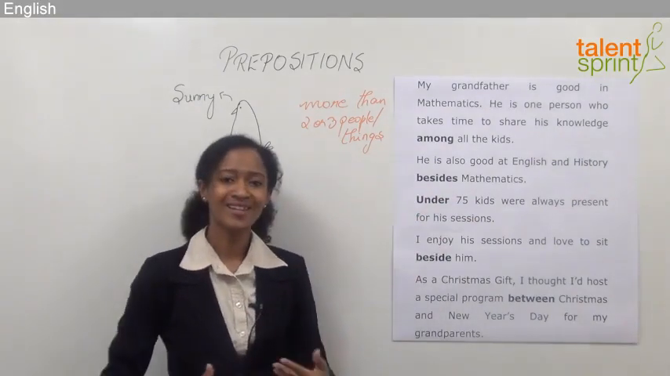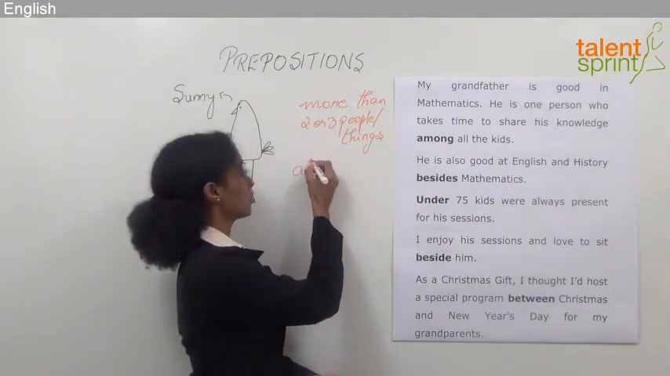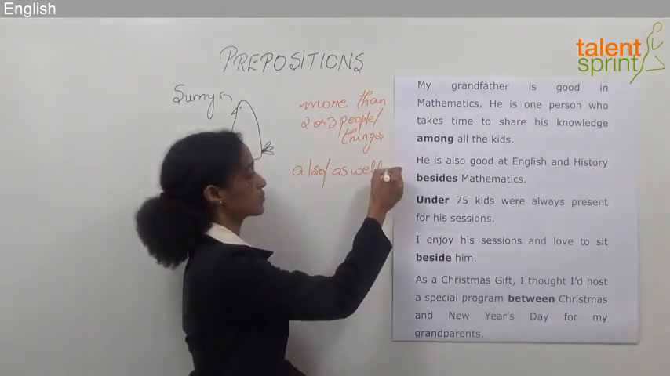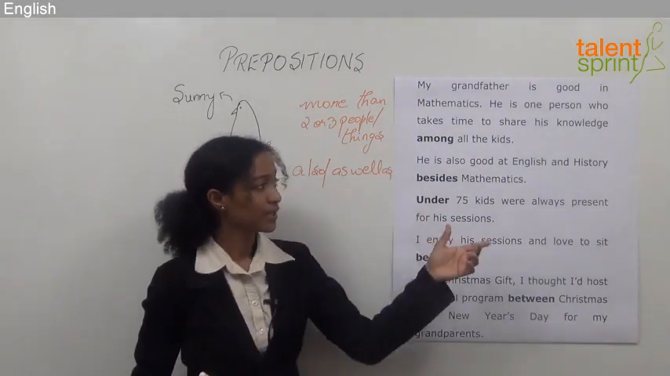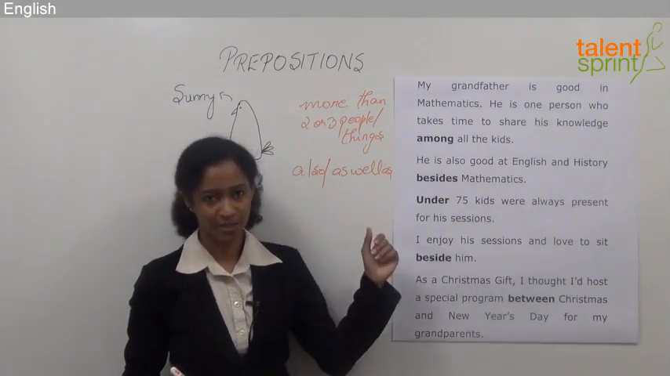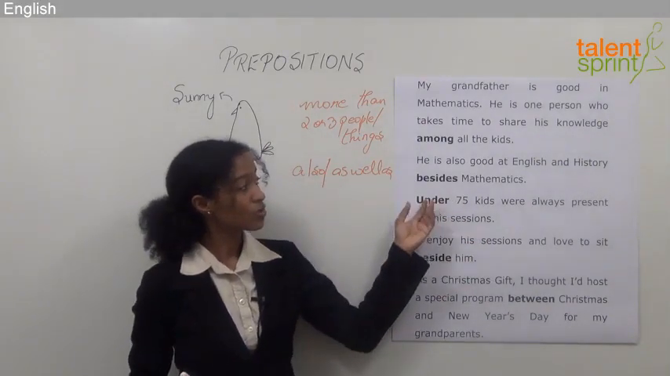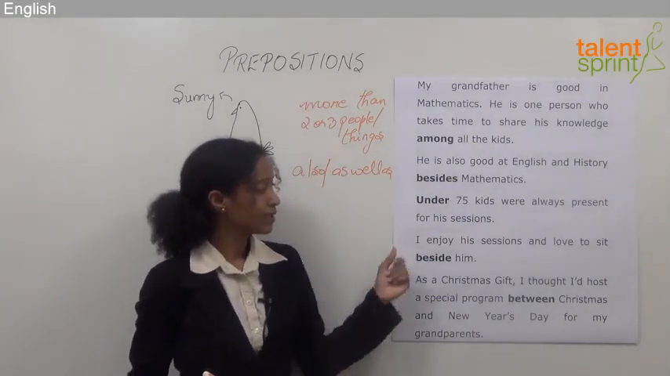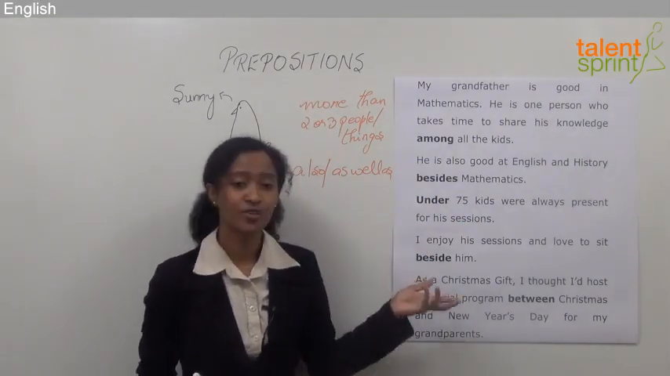He's also good at English and history besides mathematics. So here besides denotes also or as well as. So he's good at English and history as well as mathematics, or also he's also good at English and history besides mathematics.